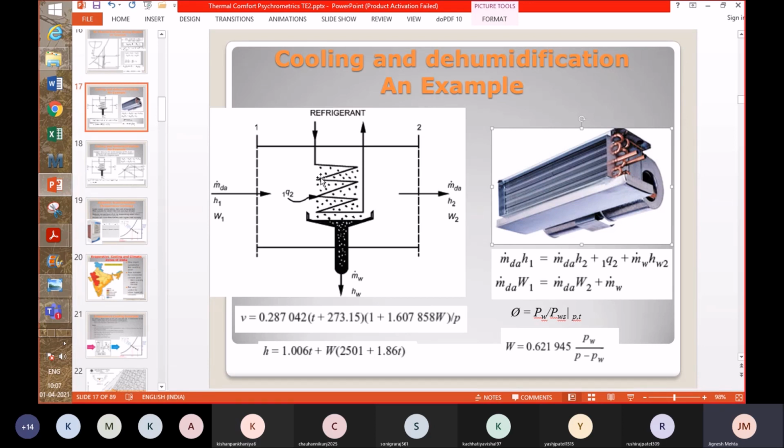For example, when you go to buy an air conditioner, the first question that will be asked is what capacity of air conditioner you want, right? They are available in the range of, let's say, 1 ton of refrigeration, or 1.5 or 2, and so on. So that's the exercise we will be doing now.